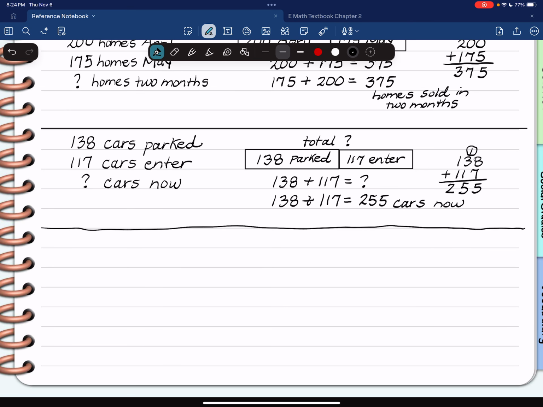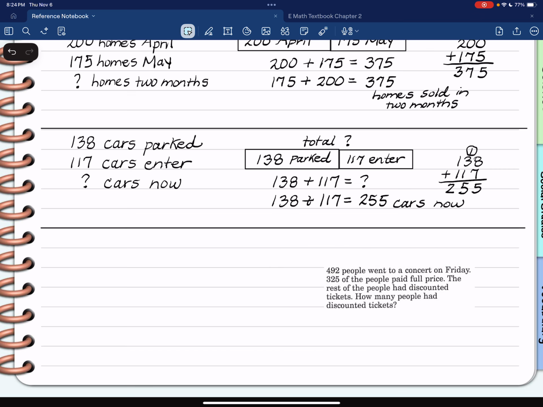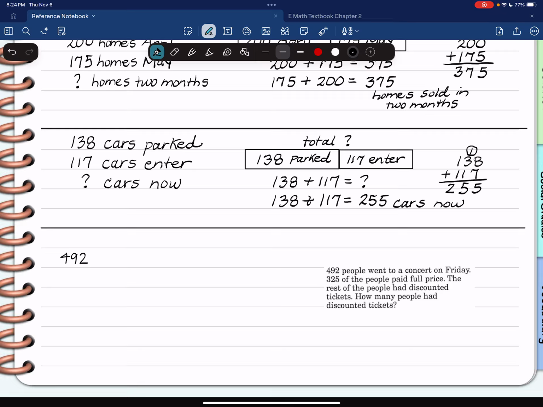But this one's a Lulu. So let's be careful. You want to work carefully, but follow that same procedure that you know. We know that 492 people went to the concert. We know that 325 of them paid full price. And our question is how many people paid a discounted price?